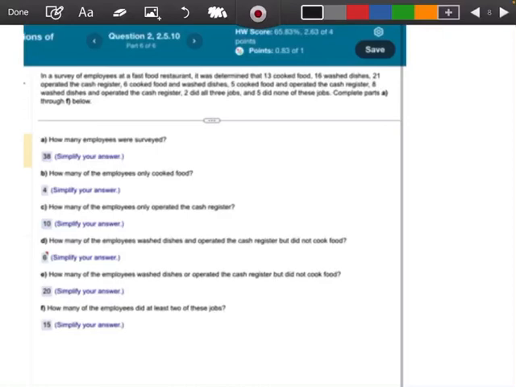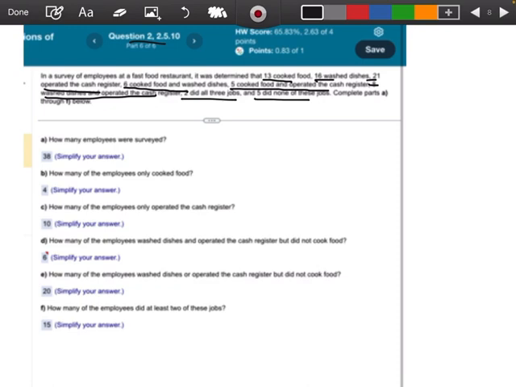All right, so y'all, this is question number 2 out of 2.5. And I'm sorry it's a little blurry, but it says in a survey of employees at a fast food restaurant, 13 people cooked food, 16 washed dishes, 21 did the cash register. Then we have 6 who did food and dishes, 5 who did food and the cash register, and 8 who did the dishes and the cash register, and 2 did all 3. 5 did none of the jobs. And we're going to go through each of the parts.